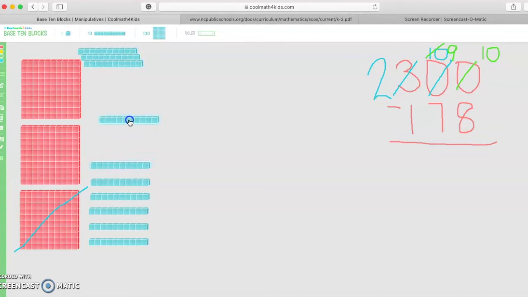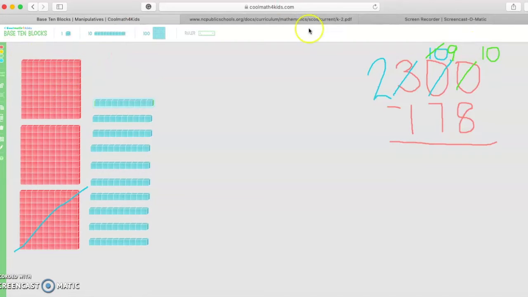But if you have issues with this, you could always use snap cubes as a different manipulative for them, or you could have them use manipulatives in real life instead of virtual. So now that I have my 100 decomposed into 10 tens, I now know that I have to decompose my 10 into a 9.